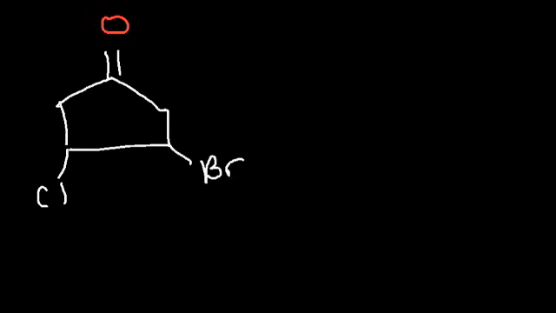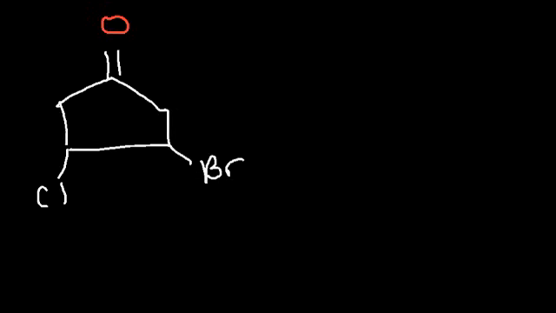Now what about this one? What's the name for this particular ketone? Should we count this way or this way? Now, either way we count it, we're going to have a 3 and a 4. If we count it the other way, the Cl is going to be on carbon 3, Br is going to be on carbon 4. So the numbers are the same.